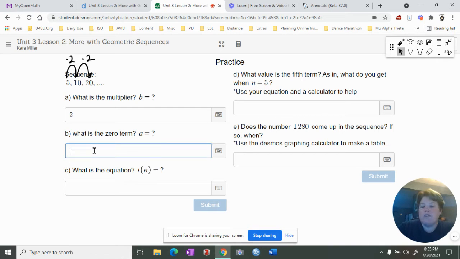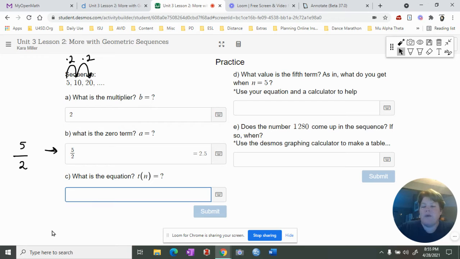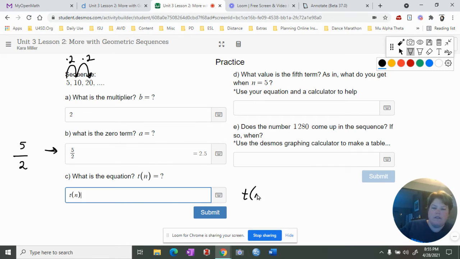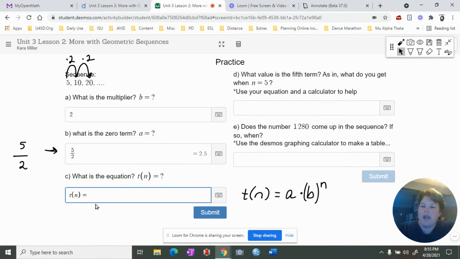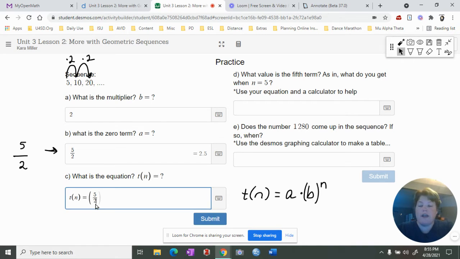Okay. What is the 0 term? Remember, we get that by taking our first term and dividing by the multiplier. So this one is our first term divided by the B value of 2. And I can write this as 5 halves or as 2.5. It does not matter. And then what is my equation? All right, T of n equals, remember your equation is in the structure A, our zero term, times b to the nth power. Okay, so T of n equals our A value, 5/2, or 2.5, times our B value of 2 to the nth power.